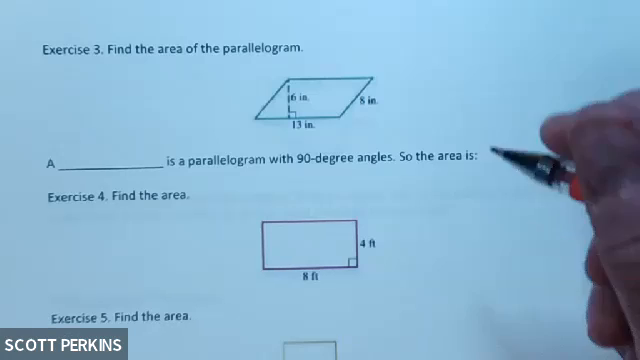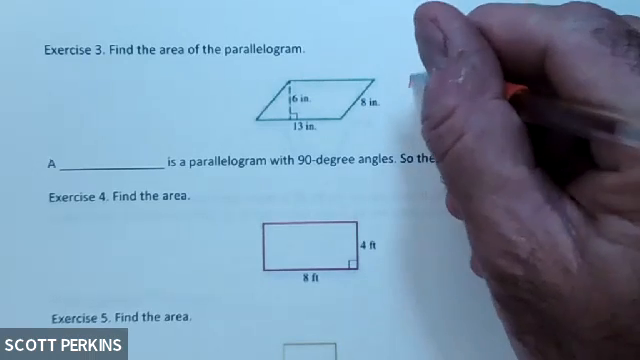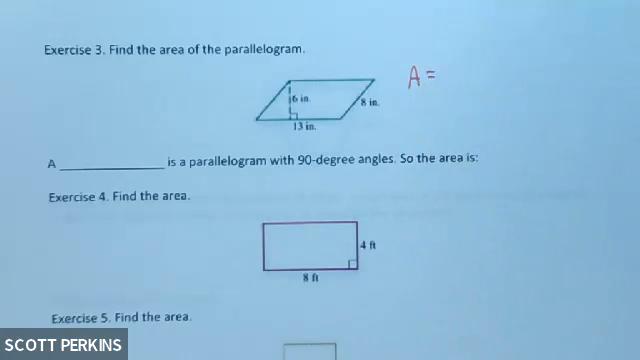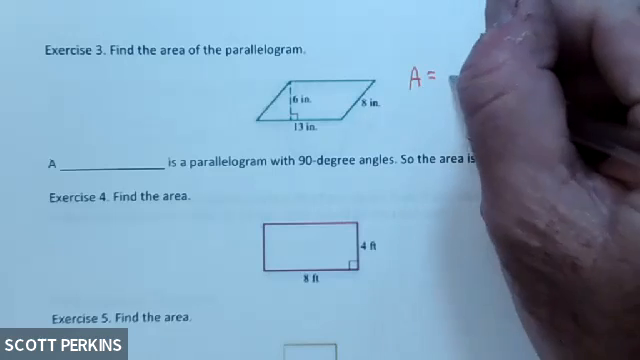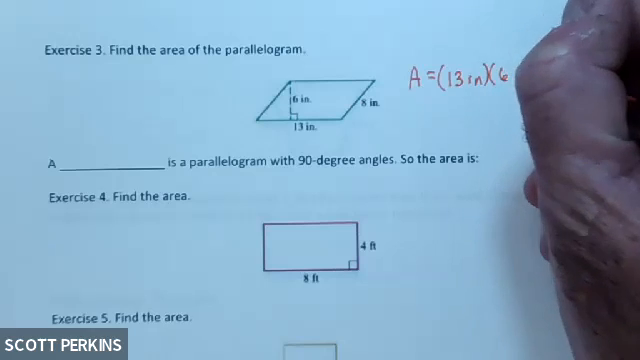All right, so exercise 3, the instructions say find the area of this parallelogram. So we've come to see that the area of the parallelogram is base times height. So which dimensions here are the base and the height? The 6 and what? Perfect. So the 13 inches is the base. The 6 inches is the height.